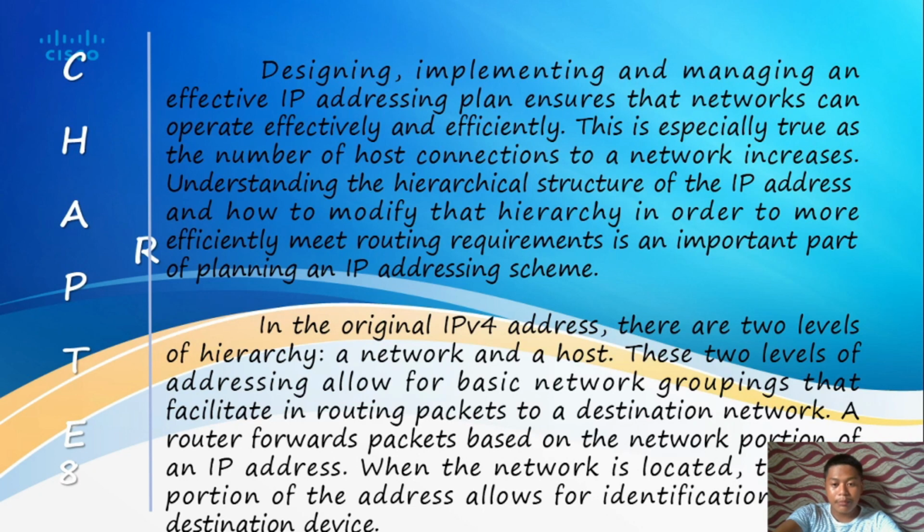In the original IPv4 address, there are two levels of hierarchy, a network and a host. These two levels of addressing allow for basic network groupings that facilitate routing packets to a destination network. A router forwards packets based on the network portion of an IP address. When the network is located, the host portion of the address allows for identification of the destination device.